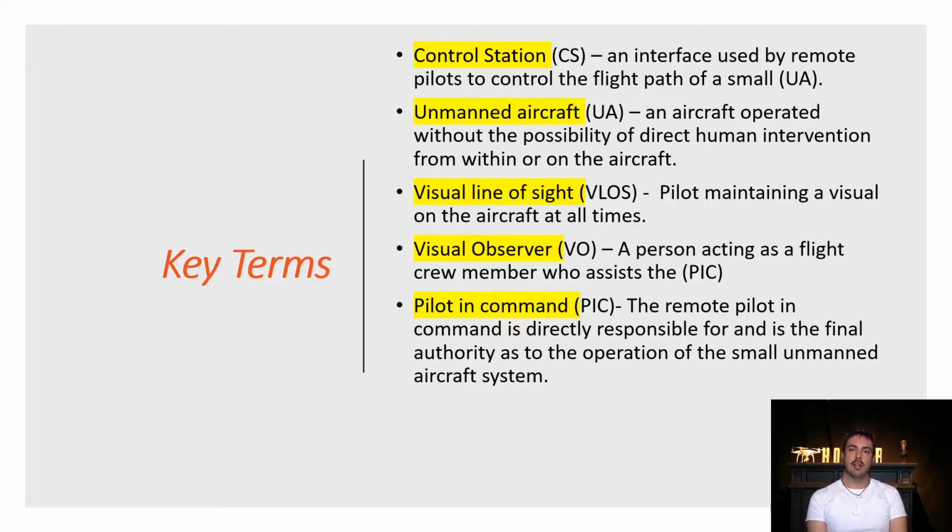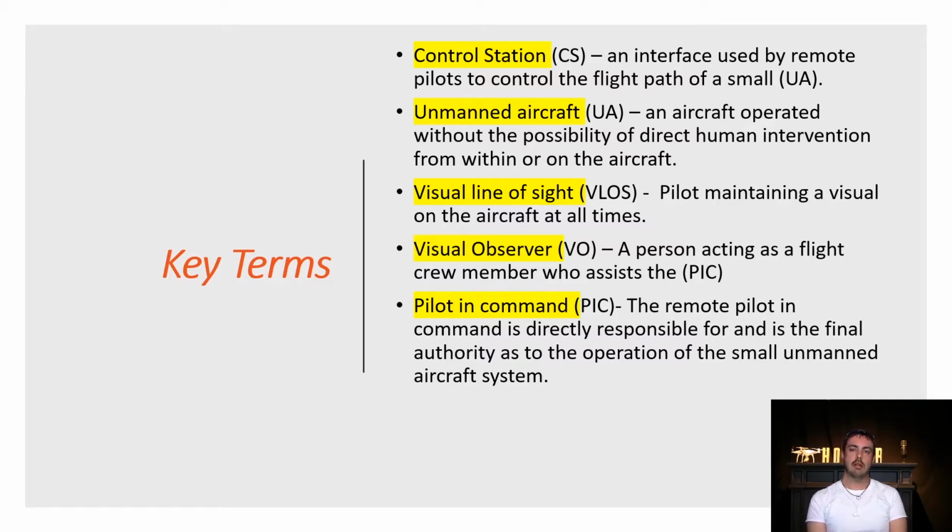Visual line of sight, VLOS. Visual line of sight is always have your eye on the drone. You can always see it at all times. You never want to lose eye contact with your drone. Even though you have a camera and you have it on your tablet or smartphone, you still always want to keep a visual line of sight on the drone.